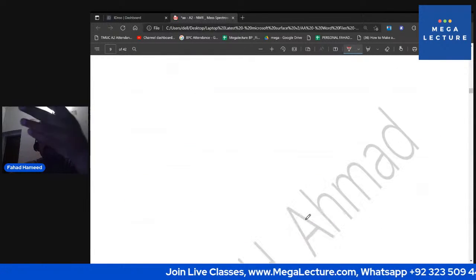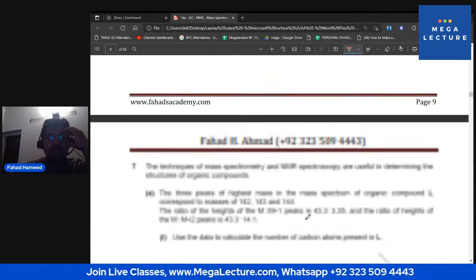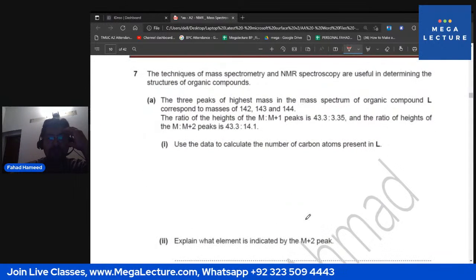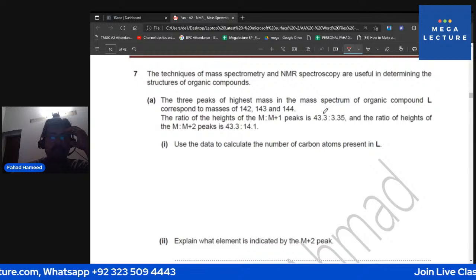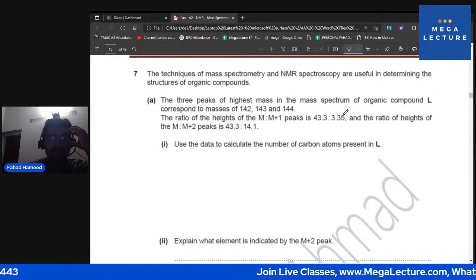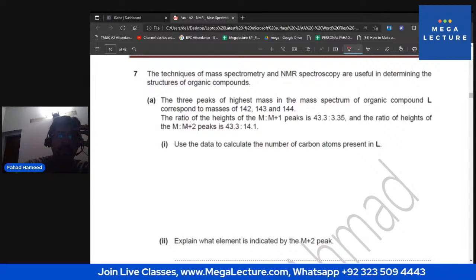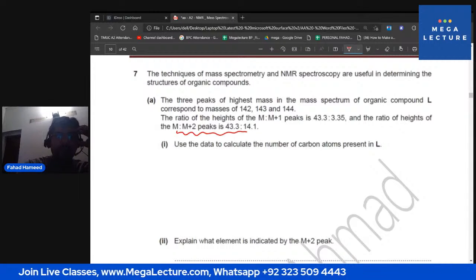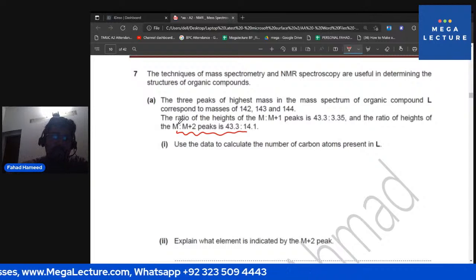In A2, they used to have this with NMR spectroscopy, but that's not anything that you have to do. So for M and M plus 1, they gave you the ratio 43.3 to 3.35, and you can find the number of carbon atoms. But here you've been given the M plus 2 ratio as well, and the ratio you see is 43 to 14.